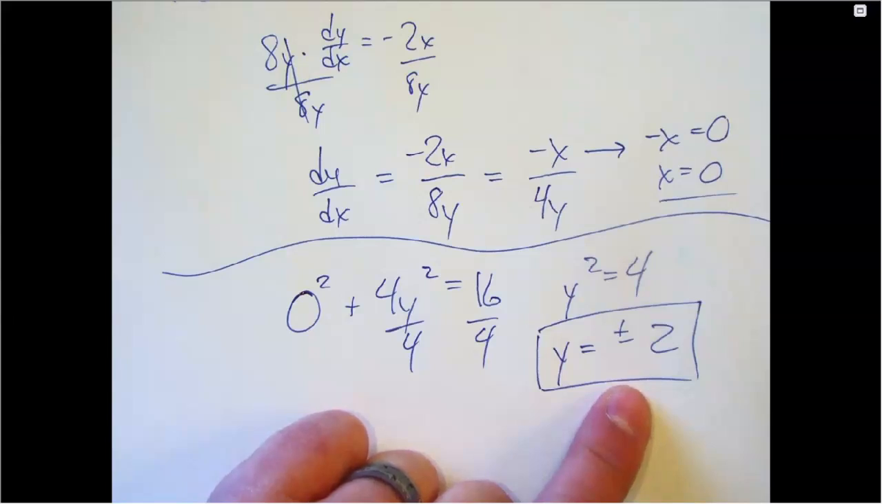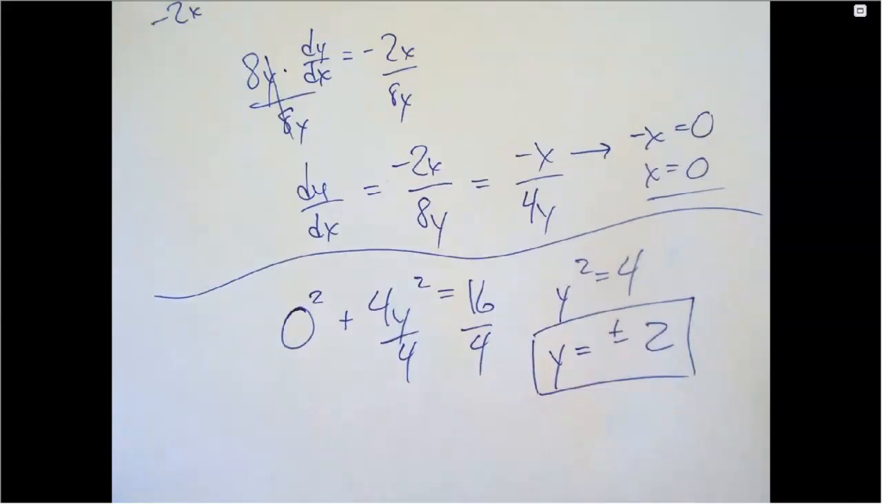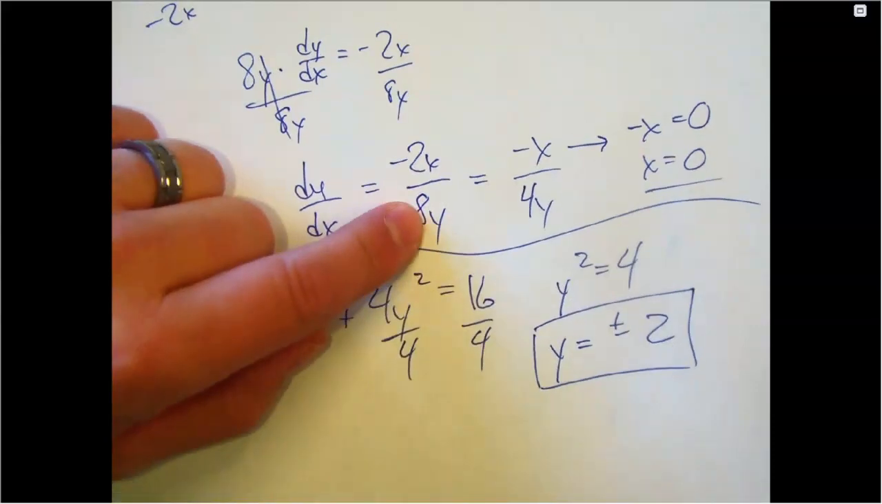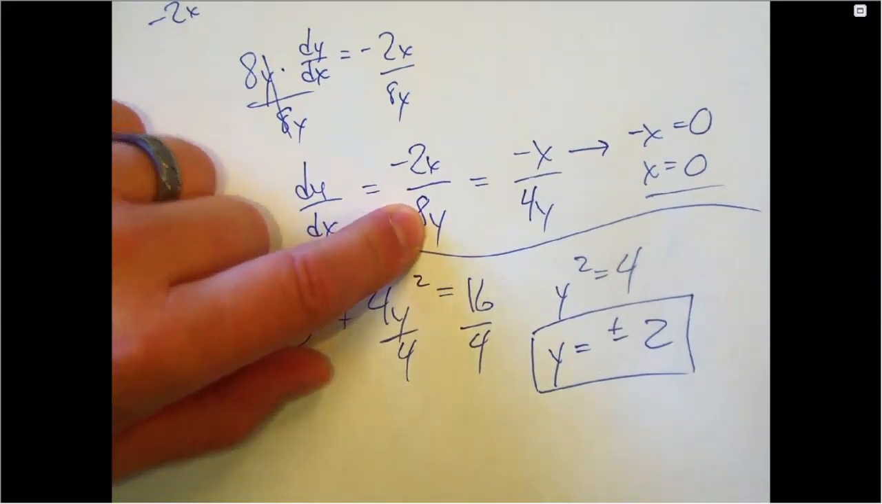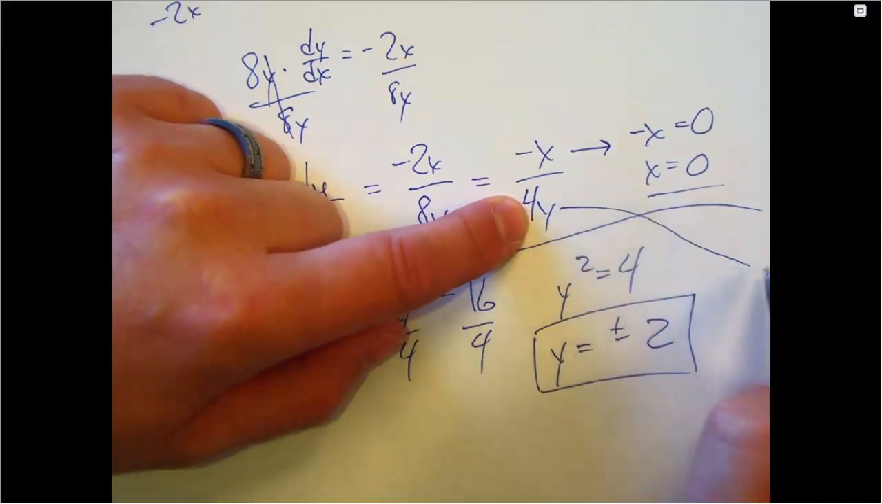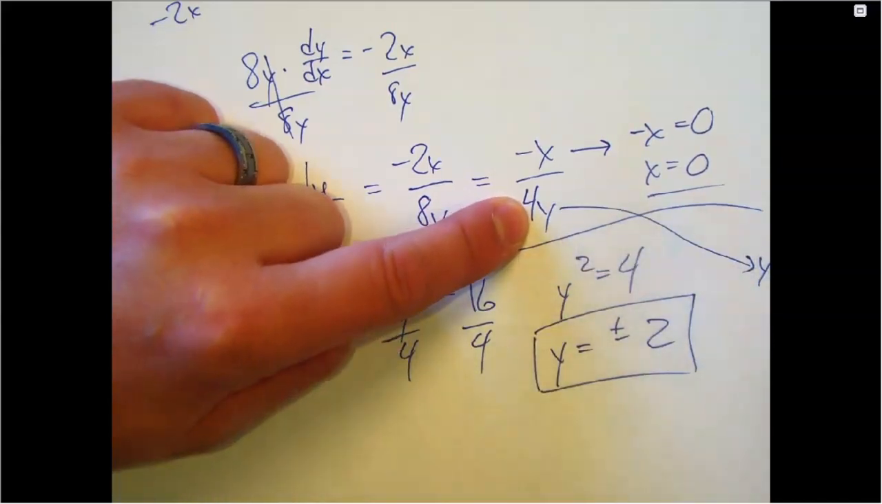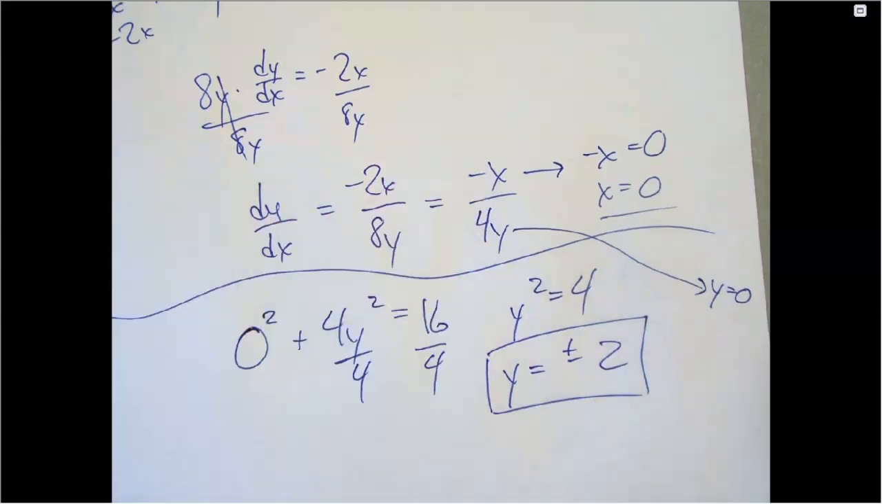Also, if I had asked you for a vertical tangent line, you would have just done like the complete opposite. So vertical tangent line, the slope is undefined, which means you would set the bottom equal to 0. Well, when you solve that, you would get y equals 0, and you have to plug back in to find the x value. So it's the same process, just like reversed.